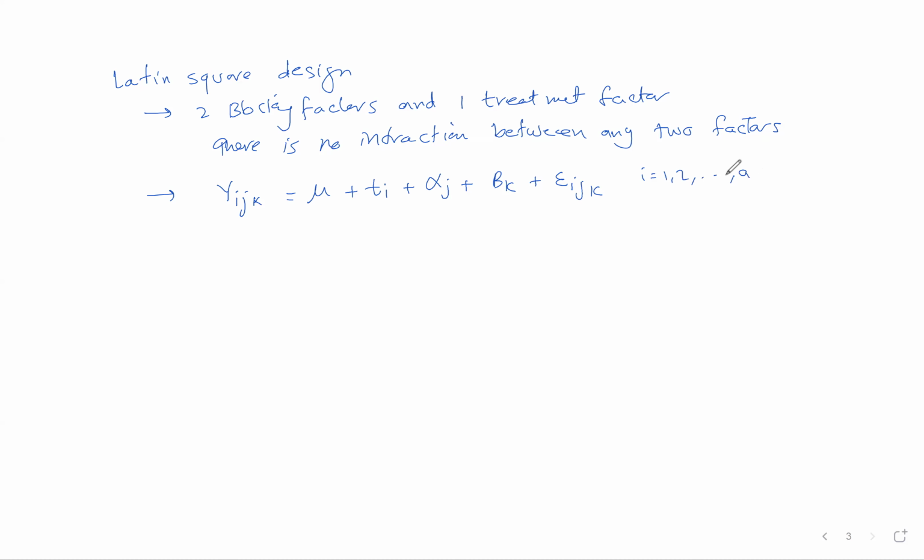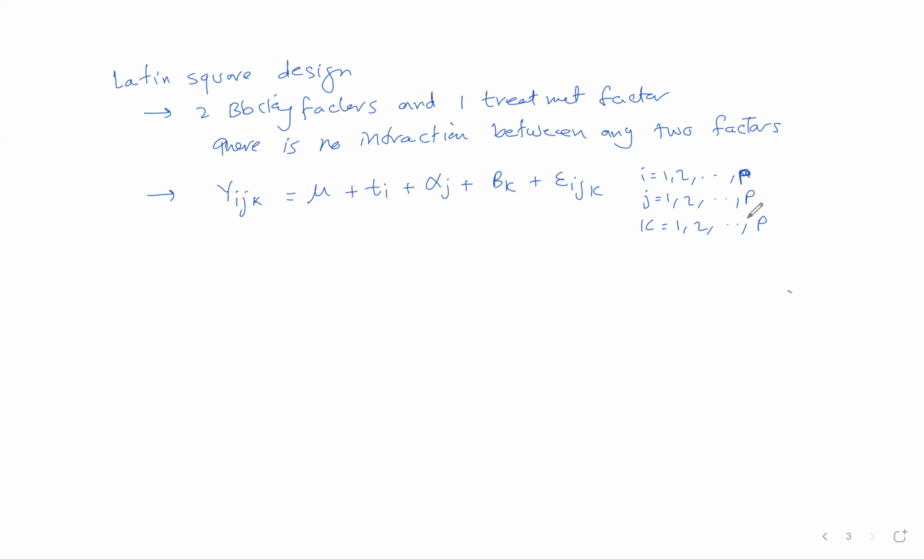I is 1, 2, up to the number of treatments. Let's say P, because all of them have the same number of levels. Like we have two blocking factors and one treatment factor, all with the same number of levels. Assume the number of levels is P. So J equals 1, 2, up to P. K equals 1, 2, up to P. So the requirements are there is no interaction between any two factors, and we have two blocking factors and one treatment factor.